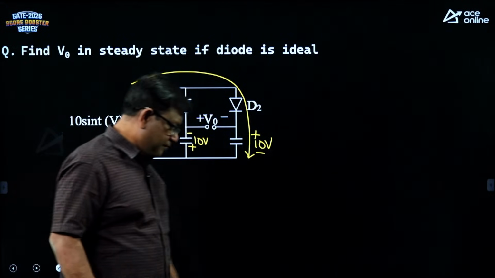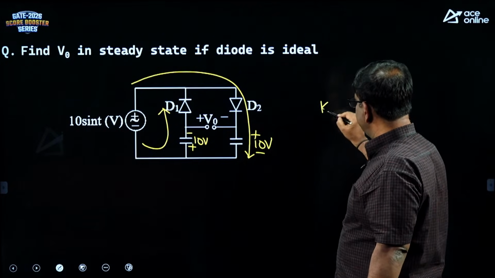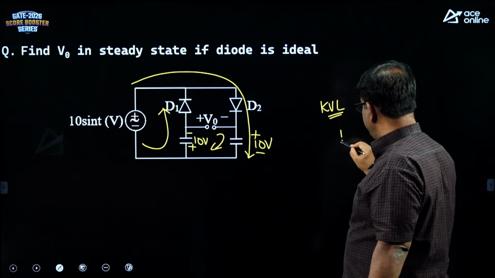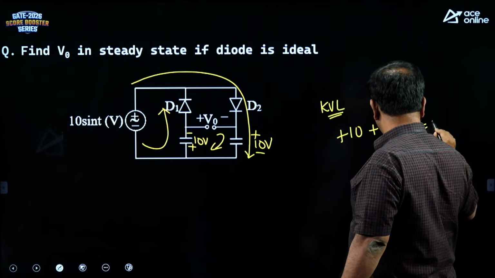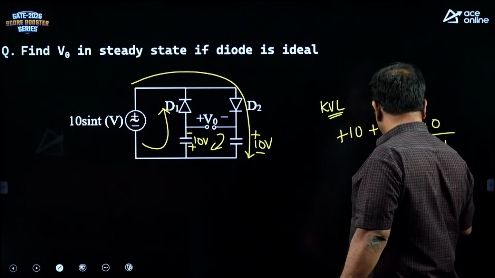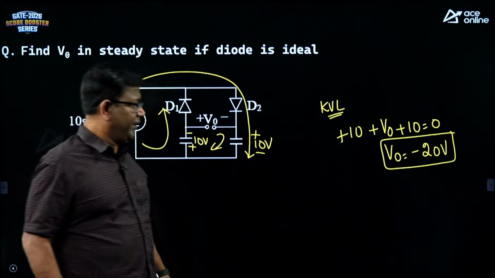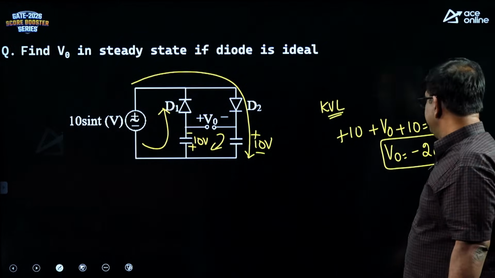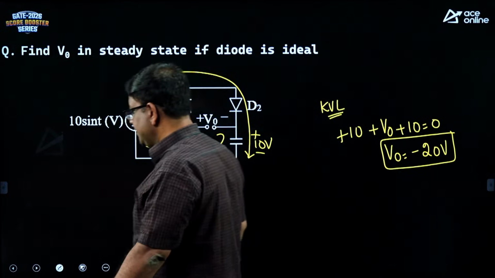So, what is V naught? Try to find V naught by applying KVL in the loop. If you apply KVL, it is plus 10 plus V naught plus 10 is 0. So, V naught is going to be minus 20 volts. Now, if the examiner asks you only the magnitude, then it has to be 20. So, this circuit could be a doubler circuit or a peak to peak detector.